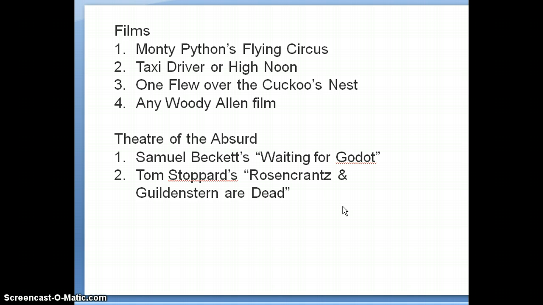on streaming video: Taxi Driver with Robert De Niro, 1970s, 1980s, and High Noon with Gary Cooper, earlier than that, are great examples of existentialism. It's called High Noon because a guy has gotten out of prison. He's going to come back and try to kill the sheriff, played by Gary Cooper, who wants to retire in this little town. Everybody says, well, that's your problem, but we can't help you. So it's kind of absurd in that sense.